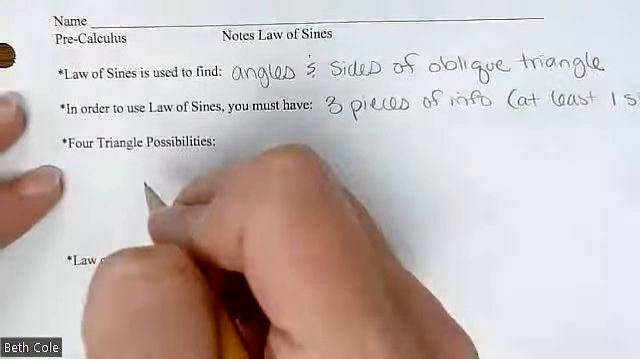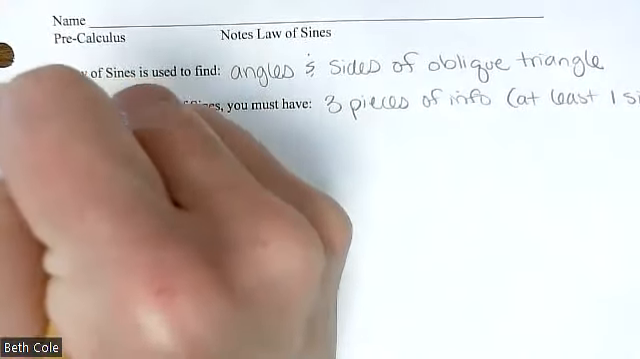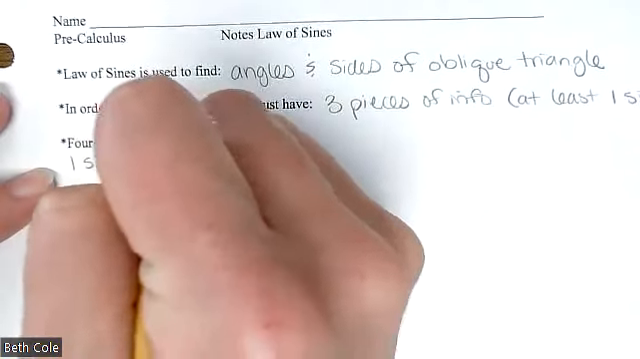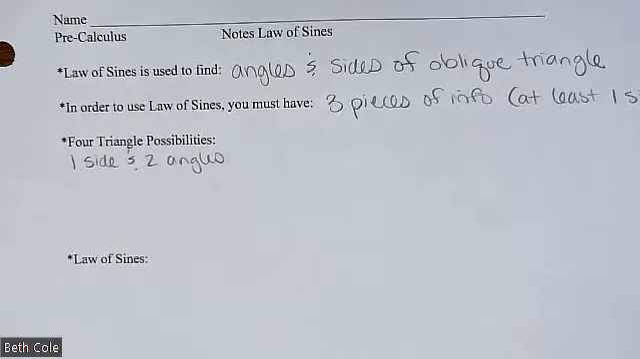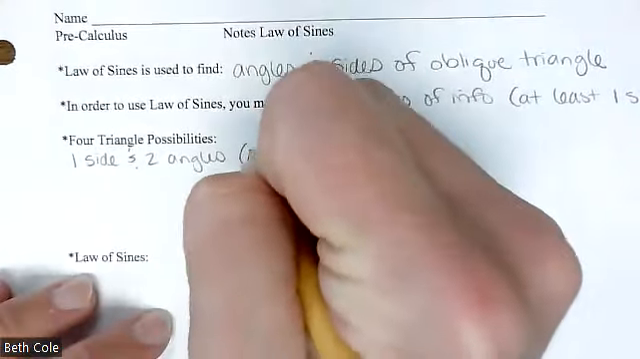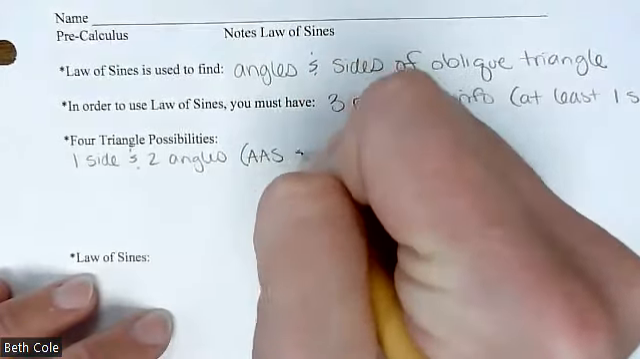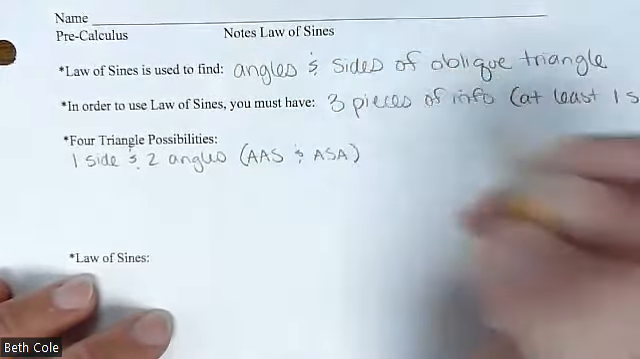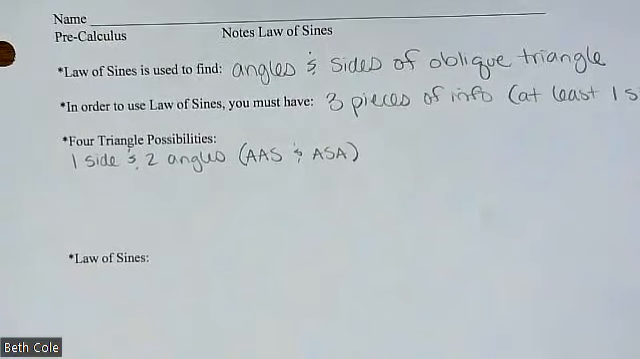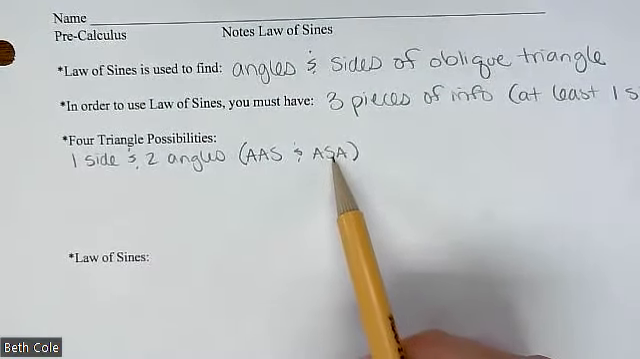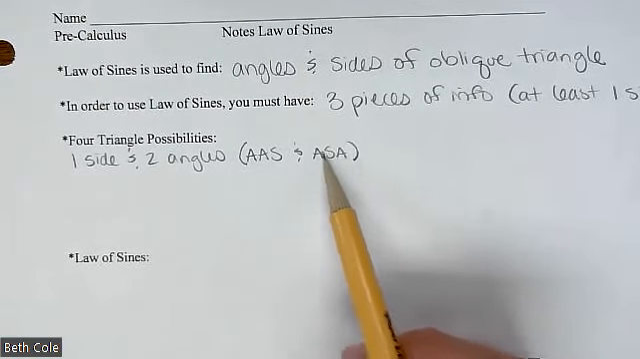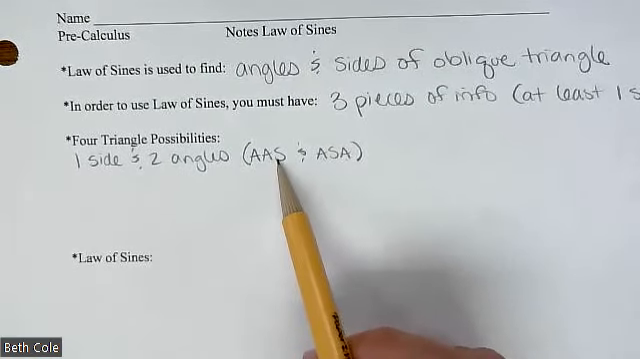Okay. So you could have one side and 2 angles. The patterns for that would be angle, angle, side, and angle, side, angle. This simply means the side is in between the 2 angles, and this means that the side is not in between the 2 angles.